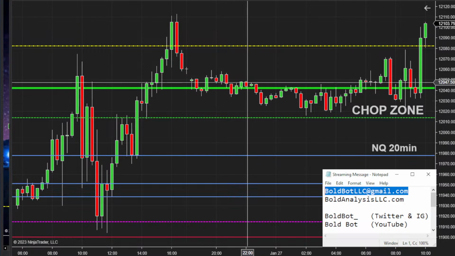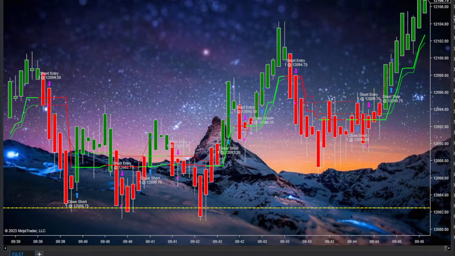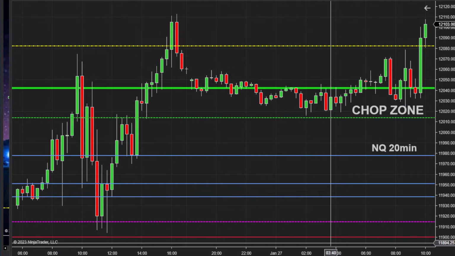Exactly. The VPS is the key there because if you're at work and you have access to a cell phone or whatever, you can watch your trades from your cell phone, from an iPad, whatever.